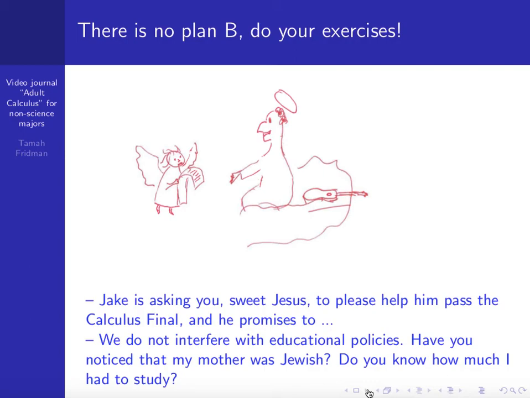Well, I drew this picture because I'm a Jewish mother and I'm a mother of 3 and I brought up 3 kids and they had to study. So Jake is asking you, sweet Jesus, to please help him pass the calculus final, and he promises to. We don't interfere with educational policies. Have you noticed that my mother was Jewish? Do you know how much I had to study? I hope it makes sense to you guys.